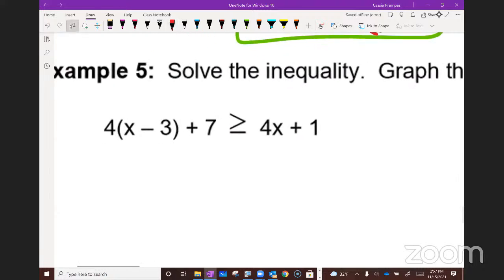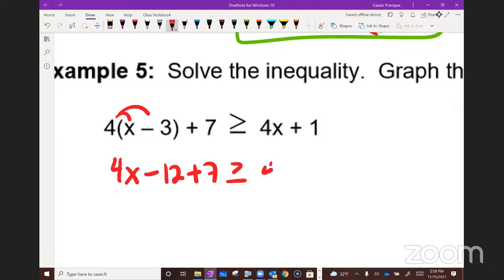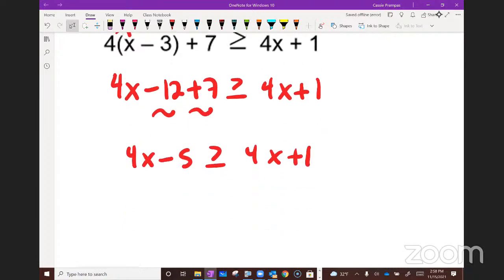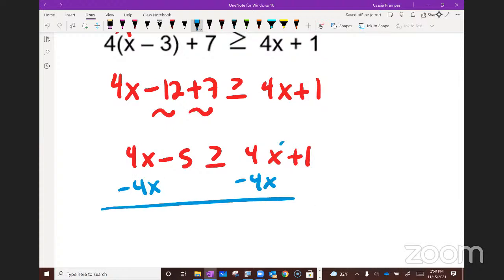All right, example 5. What are we going to do with the 4? Distribute. So I have 4x minus 12 plus 7 is greater than or equal to 4x plus 1. What is -12 plus 7? -5. What would you guys do next? Subtract 4x, good. And what's 4x minus 4x? 0x, which is just 0.